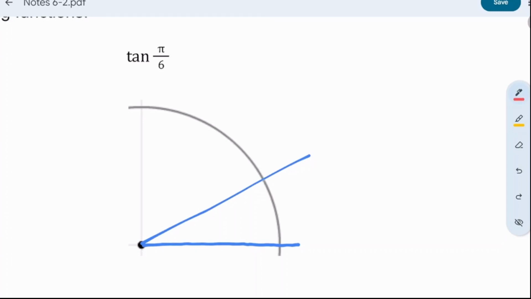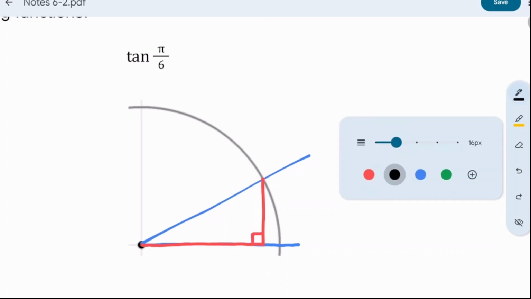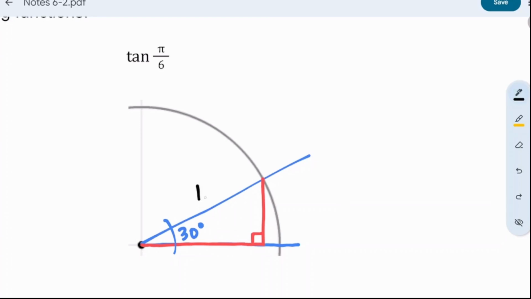I'll draw my reference triangle going from the point of intersection back to the x-axis, always the x-axis. That's going to make a right triangle, and I'll label the side lengths. This is a 30, 60, 90 triangle. I forgot to label the reference angle, so that's 30 degrees. For our reference triangles, hypotenuse always 1. For 30, 60, 90, the short leg is a half, and the long leg is root 3 divided by 2.